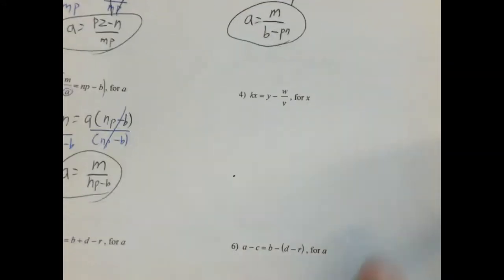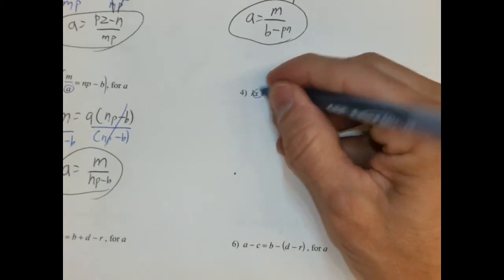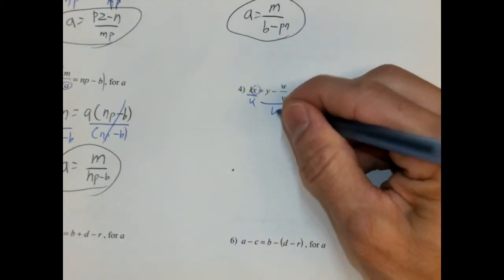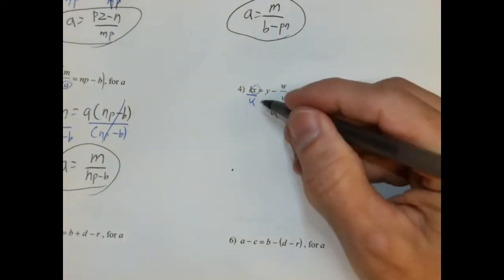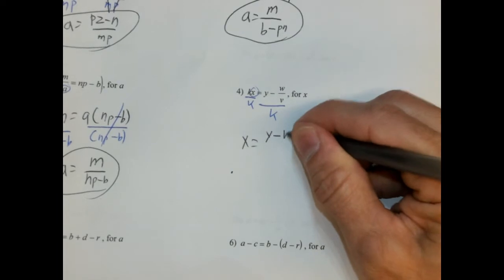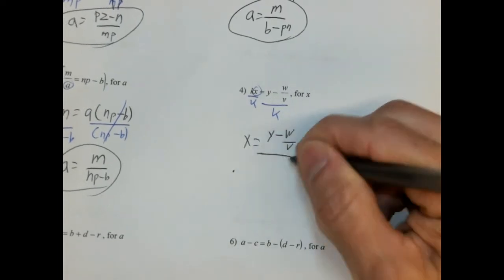Okay. Number 4, we're solving for x. So k is next to it, almost like a coefficient. Divide by k. Divide by k. I'm going to show you 2 different ways to do this actually in a second. So x is going to be equal to y minus w over v all over k.